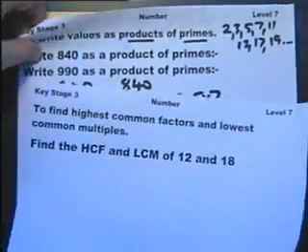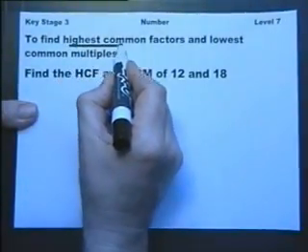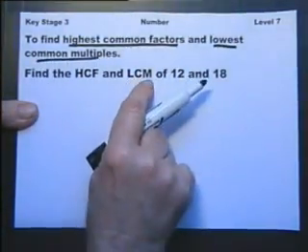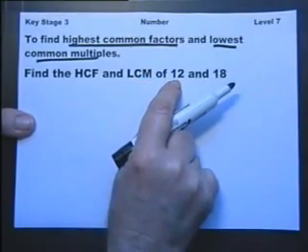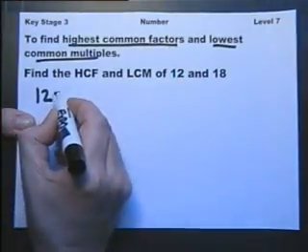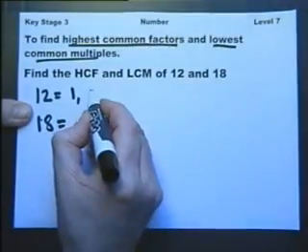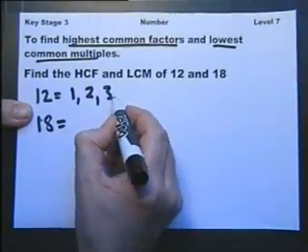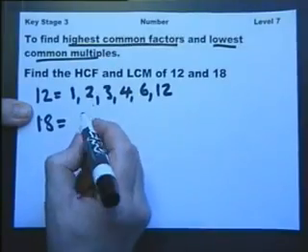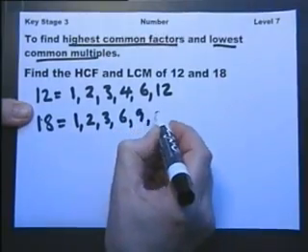To find the highest common factor, HCF, and the lowest common multiple, LCM. So if you want the highest common factor and the lowest common multiple of these two numbers, we don't have to list the factors, but it's easier to see what's going on. So let's list the factors of 12. In other words, all the numbers that go exactly into 12. Now let's list the factors of 18. In other words, all the numbers that go exactly into 18.